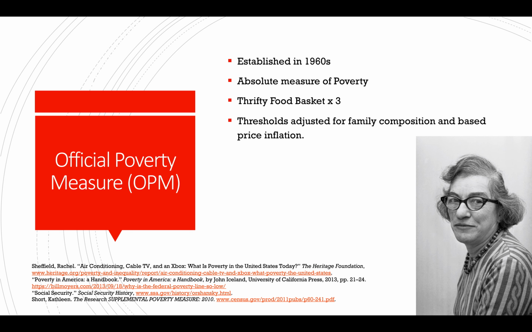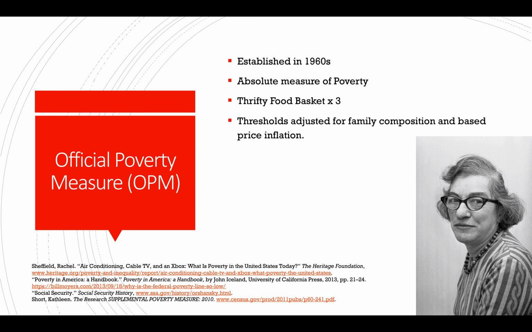The OPM's thresholds were built using the Economic Food Plan, or Thrifty Food Basket, which was the lowest amount of money that could provide a nutritious diet. It also used a 1955 survey which indicated that families over 3 people spent 1/3 of their post-tax income on food. So the OPM set its threshold at the cost of food for the family times 3.